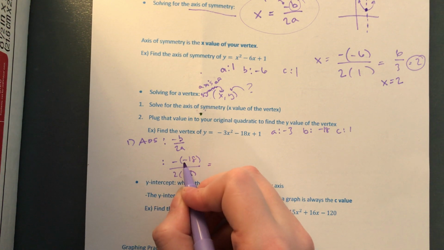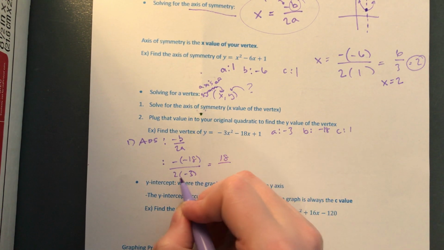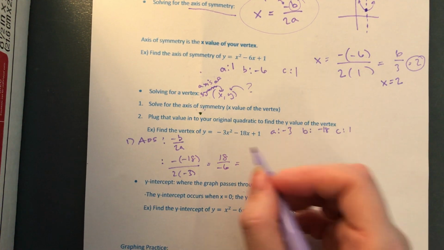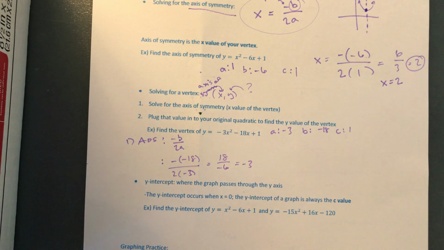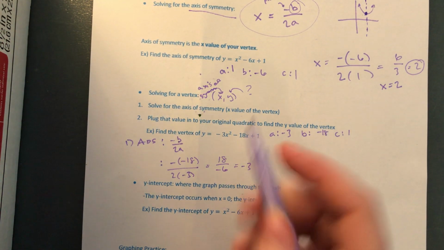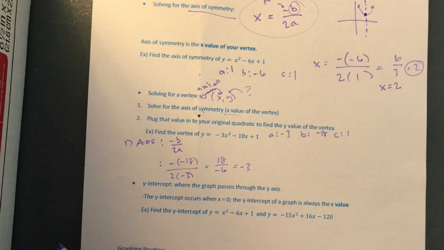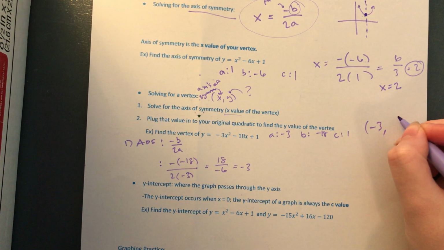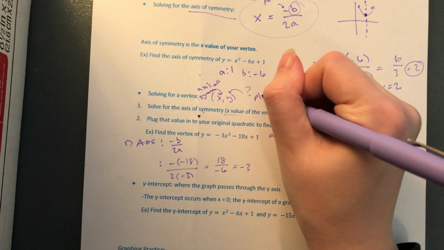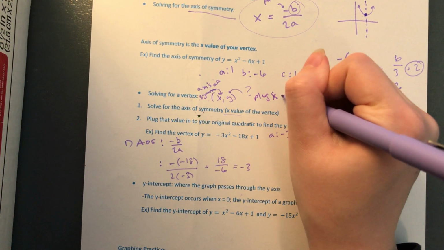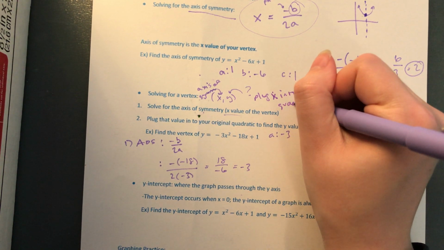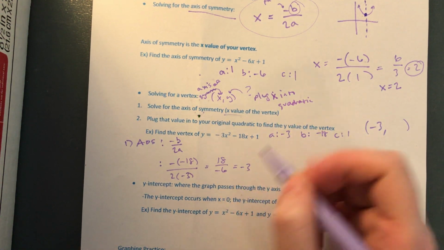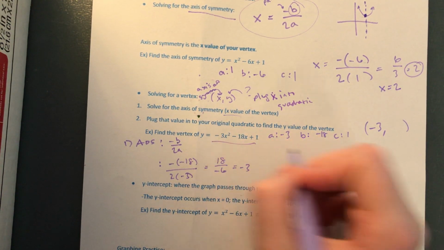Well, negative 18 is 18. 2 times negative 3 is negative 6. So then 18 divided by negative 6 is negative 3. So this is step 1. So we found the x value of the vertex, so we're halfway done. So your vertex is going to be at negative 3 something. To find that something, you're going to plug your x value that you just got into your quadratic. So here's my quadratic.